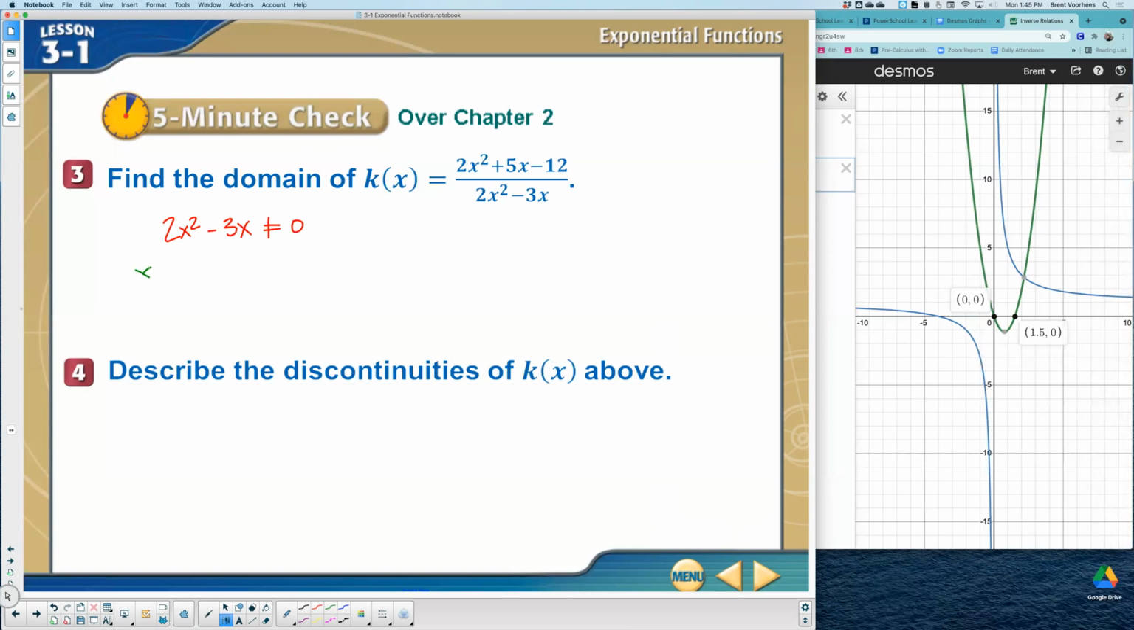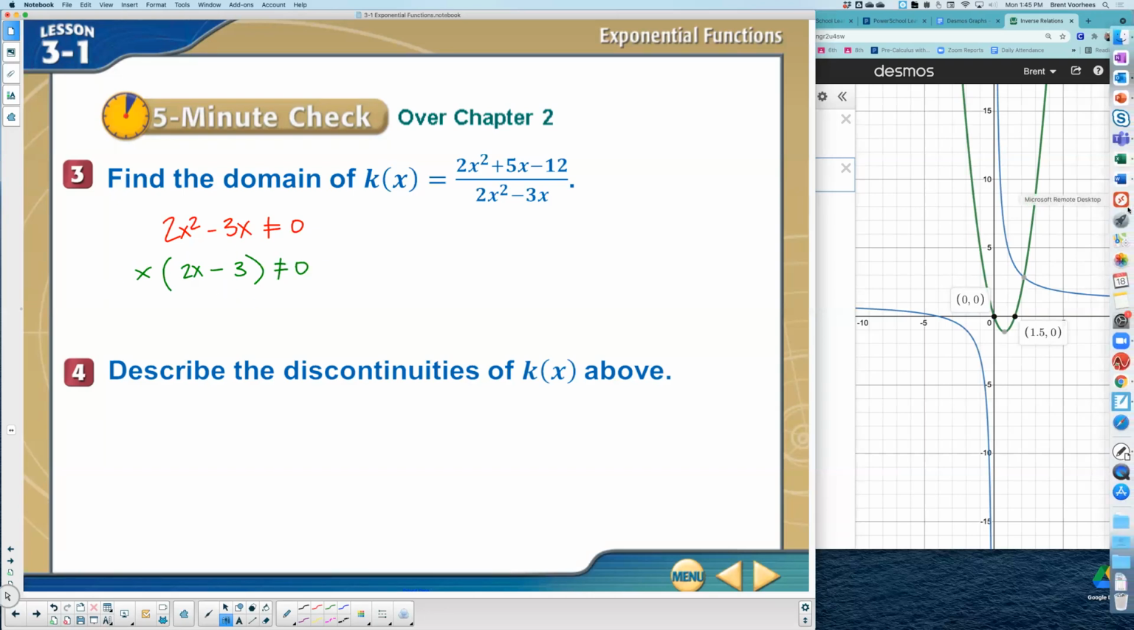X. They both share an x. So if I GCF'd out the x, that's like dividing out an x, reverse distribution, if you will. I'm left with 2x to the first power minus, and if I divide x here, minus 3 cannot equal 0.